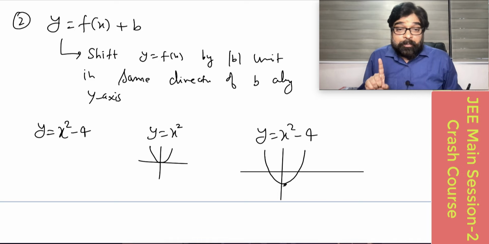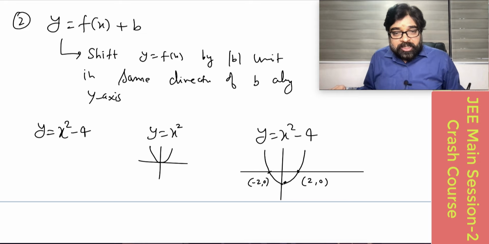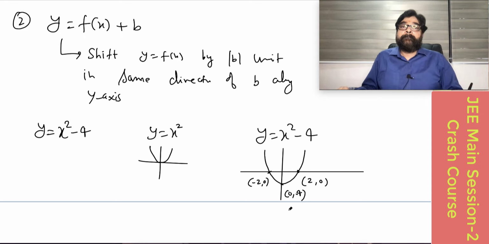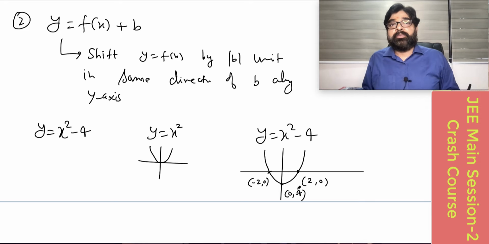Remember, always write the points on the x-axis where the graph is touching or intersecting the x-axis. So, to get this point, on the x-axis, always put y equal to 0. If you put y equal to 0, x equal to plus minus 2. So, this is 2 comma 0, this is minus 2, 0. To get this point, put x equal to 0, this will be 0 comma minus 4. Other way also, it is coming 4 unit down now, so this length will be 4, 0 comma minus 4. Did you understand?